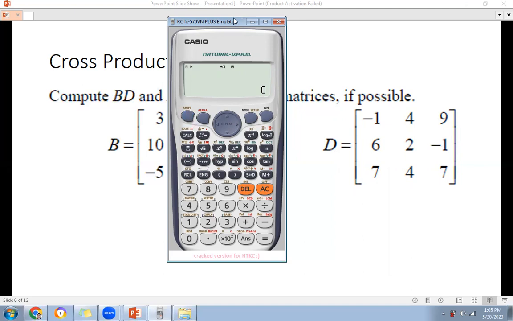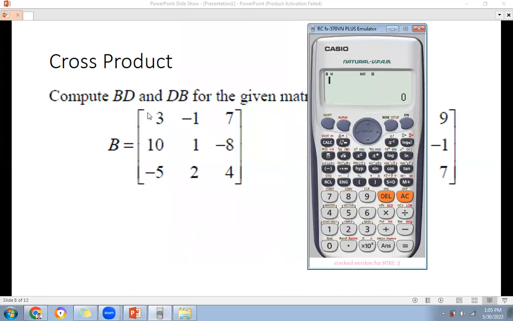Okay, so we multiply the cross product of D and B, so matrix A cross B. So we have this matrix answer. So it's possible. Next, we try reverse: matrix B times matrix A. Okay, so that is also okay.